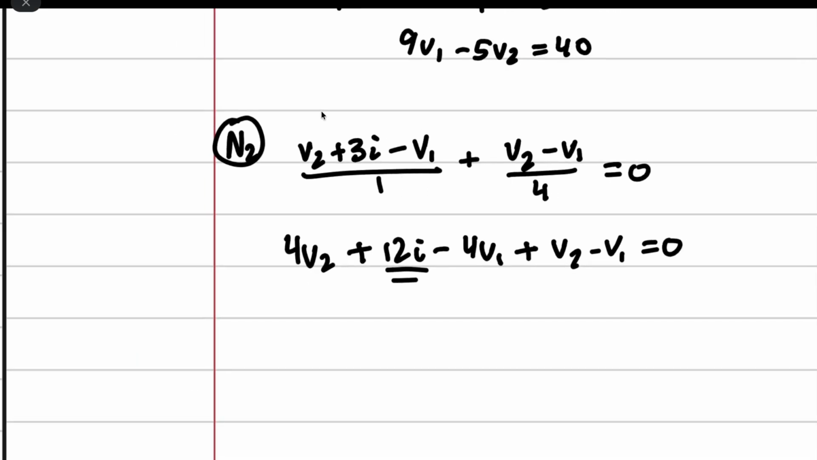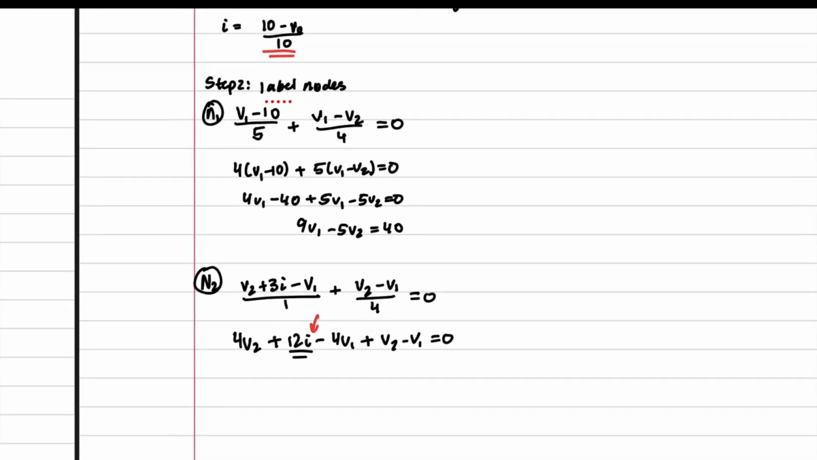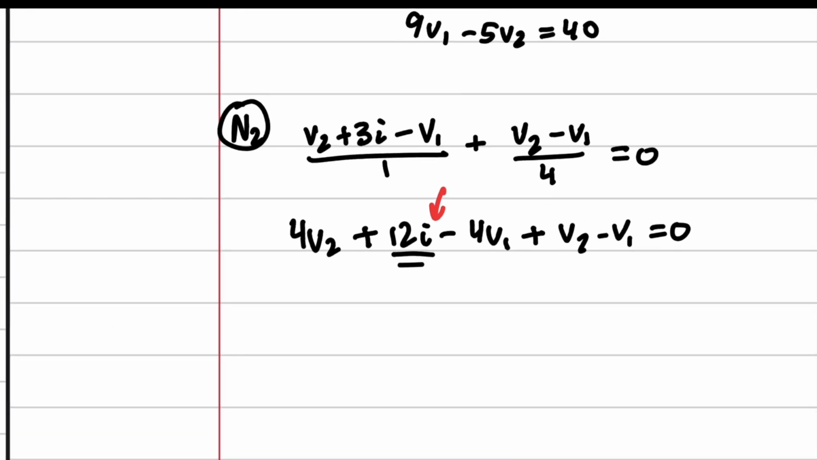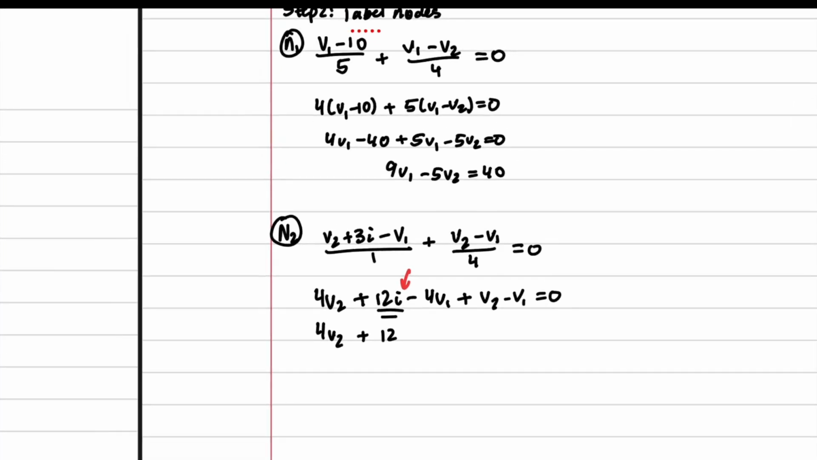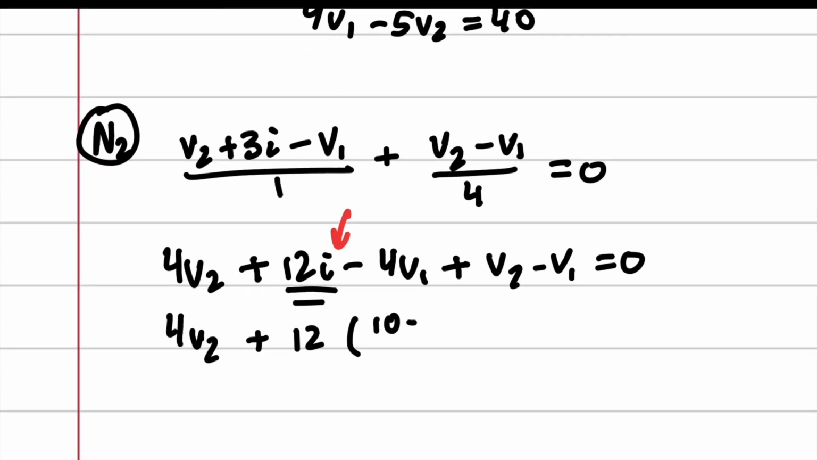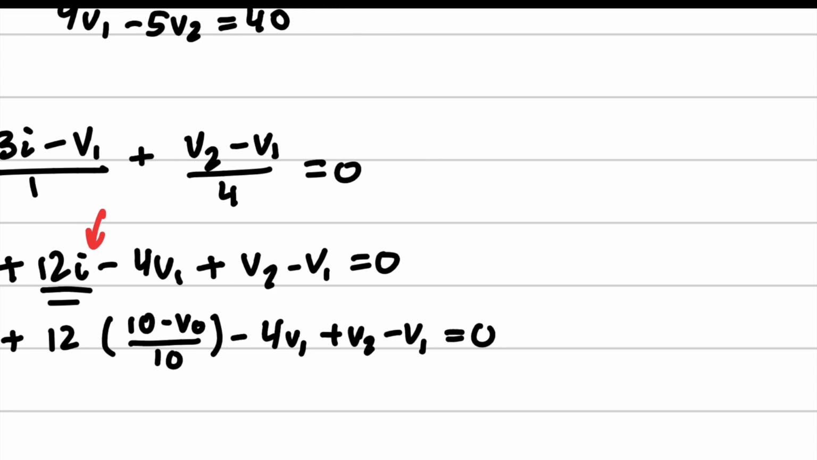So we are going to have, but since we have I defined in terms of our desired voltage, sorry, my screen seems to be freezing. So we have 12I, and the I, we are just simply going to plug in as (10 minus V0) over 10. I don't know why it's so laggy, guys. So 12 times (10 minus V0) over 10 minus 4V1 plus V2 minus V1 is equal to 0.